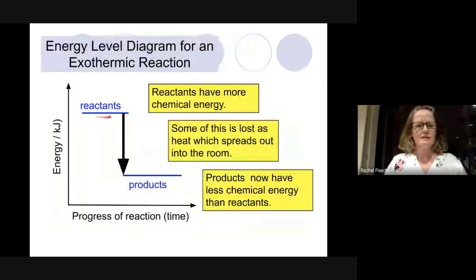So our reactants start off with a high energy level. They give out some of their heat, which spreads out into the room, so the black arrow points down, and the products' energy level, if we look across to the graph, is much lower than the reactants' energy. So the products have less chemical energy in them than the reactants do, and heat was given out to the room.